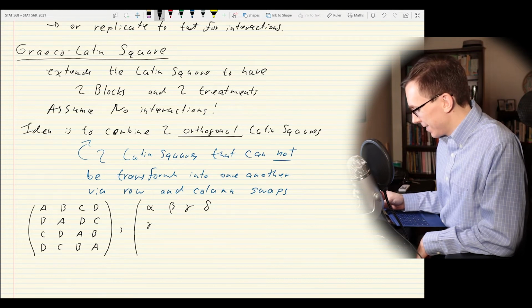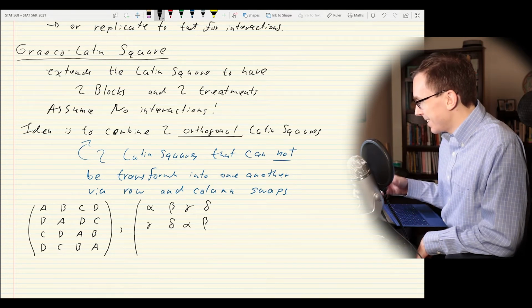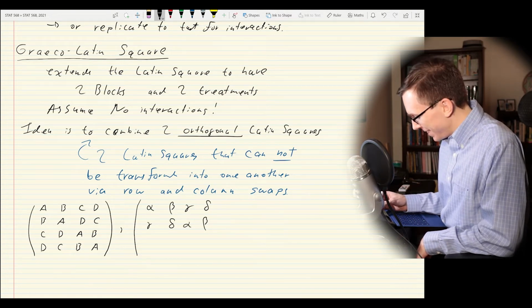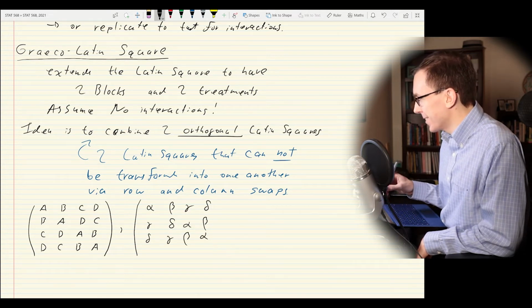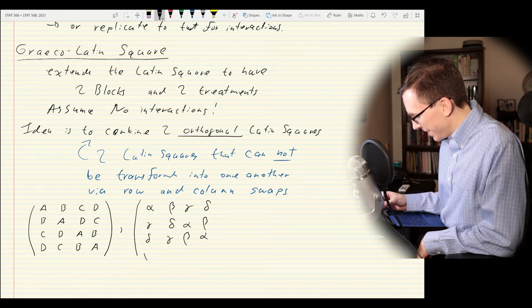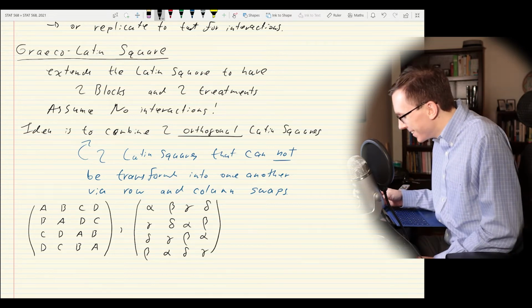Gamma, delta, alpha, beta, delta, gamma, beta, alpha. Yeah, swap those. Delta, gamma, beta, alpha. And lastly, beta, alpha, delta, gamma. Sounds like I'm sending out some sort of radio signal.